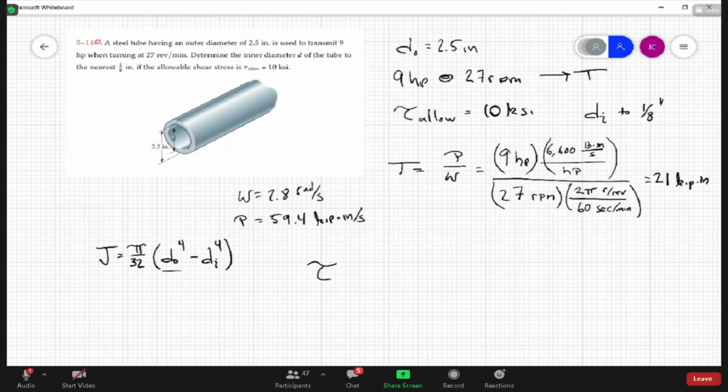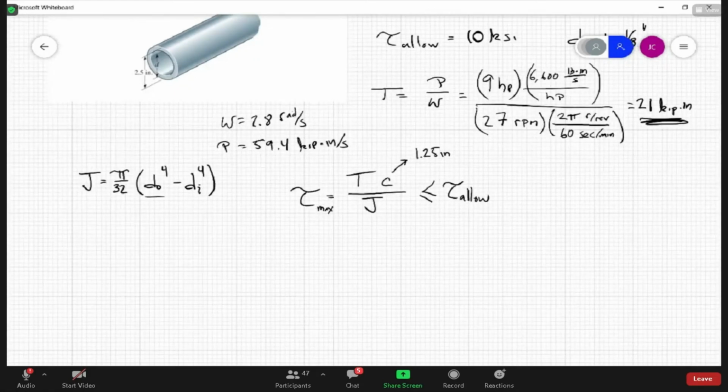The maximum shear stress is the torque, the 21 kip inches, times the outer radius over J. They gave us the outer diameter, so I know that the outer radius is 1.25 inches, just half the outer diameter. And this stress has to be less than or equal to the allowable stress, correct? So this can allow me to solve for J.